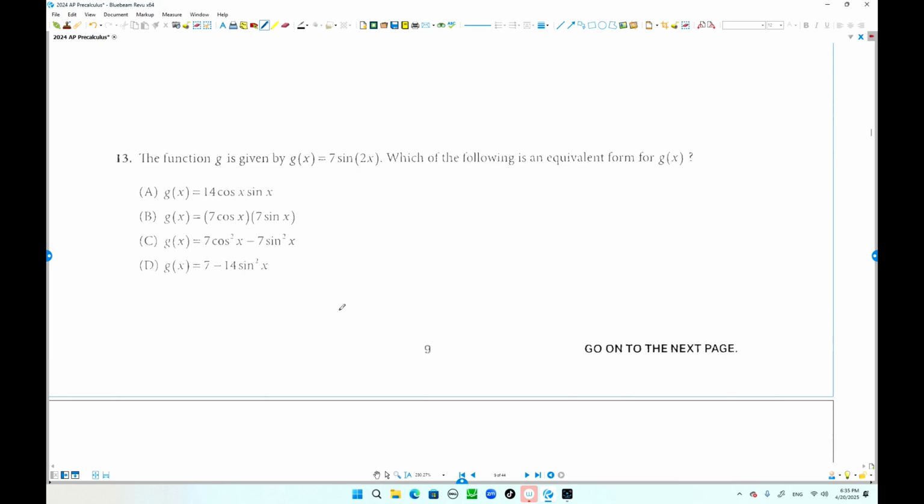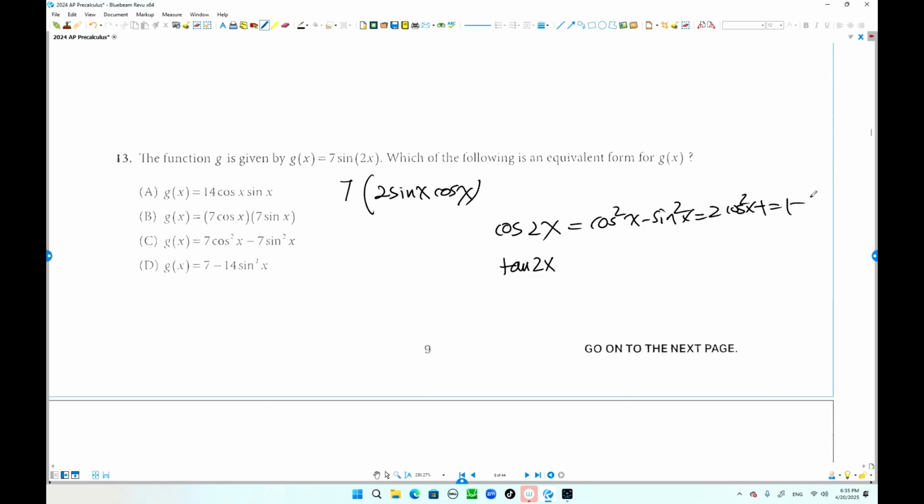Okay, we've got to find the equivalent again. Sine 2x, what is that? 2 sine x cosine x. Well, you know the cosine 2x, tangent 2x, you remember, okay? Or this one, cosine squared x minus sine squared x, or sometimes 2 cosine squared x minus 1, or some other times 1 minus 2 sine squared x. Okay? Something like this one. This one is what? Okay, check it out. So option A is the answer.